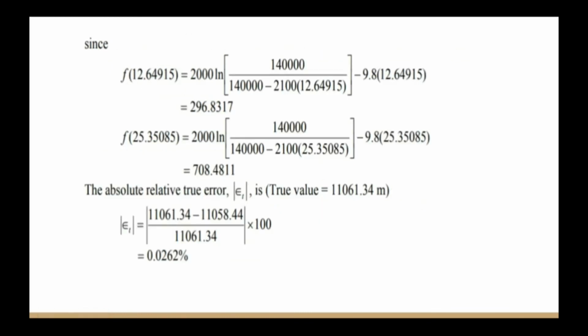So the absolute relative true error. The true value is 11,061.34 meters. To get the error, we subtract the true value from what we got, then divide by the true value, then multiply by 100. So it equals 0.0262%. That is the error. I hope you understood, and thank you.